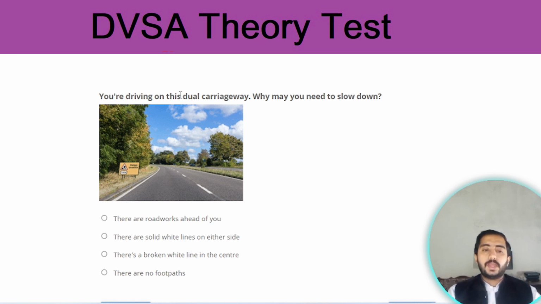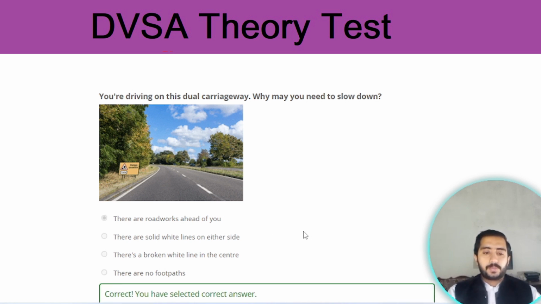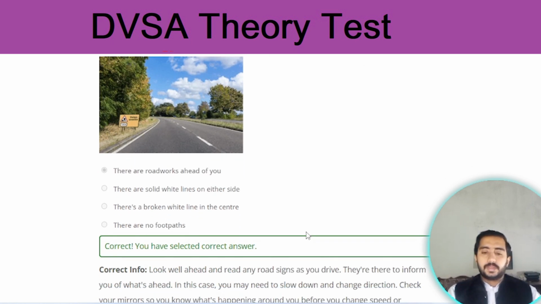You are driving in this dual carriageway. Why may you need to slow down? You need to slow down because there are road workers ahead of you. They are working there and they are ahead of you, so you need to slow down there. Option A is the correct option.